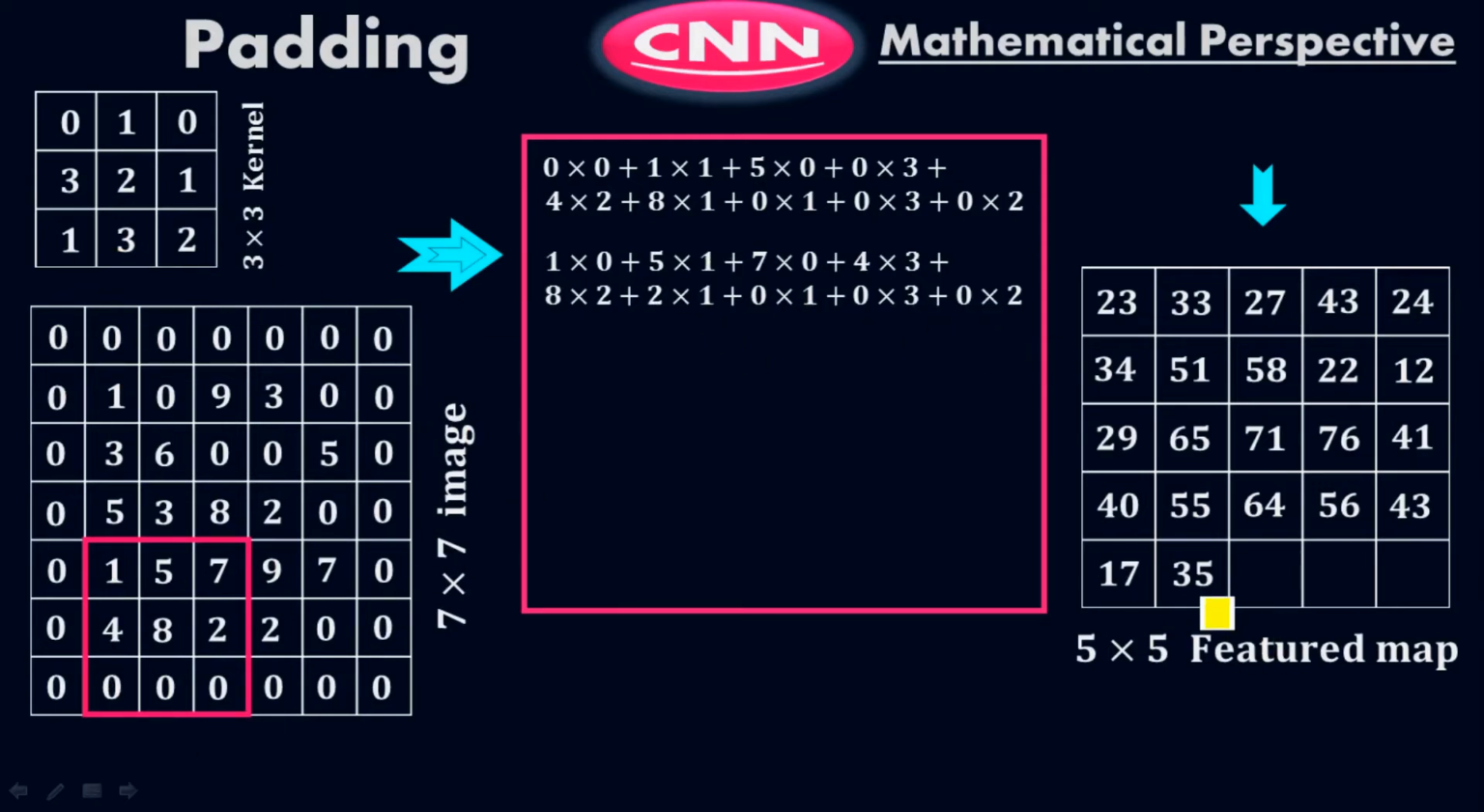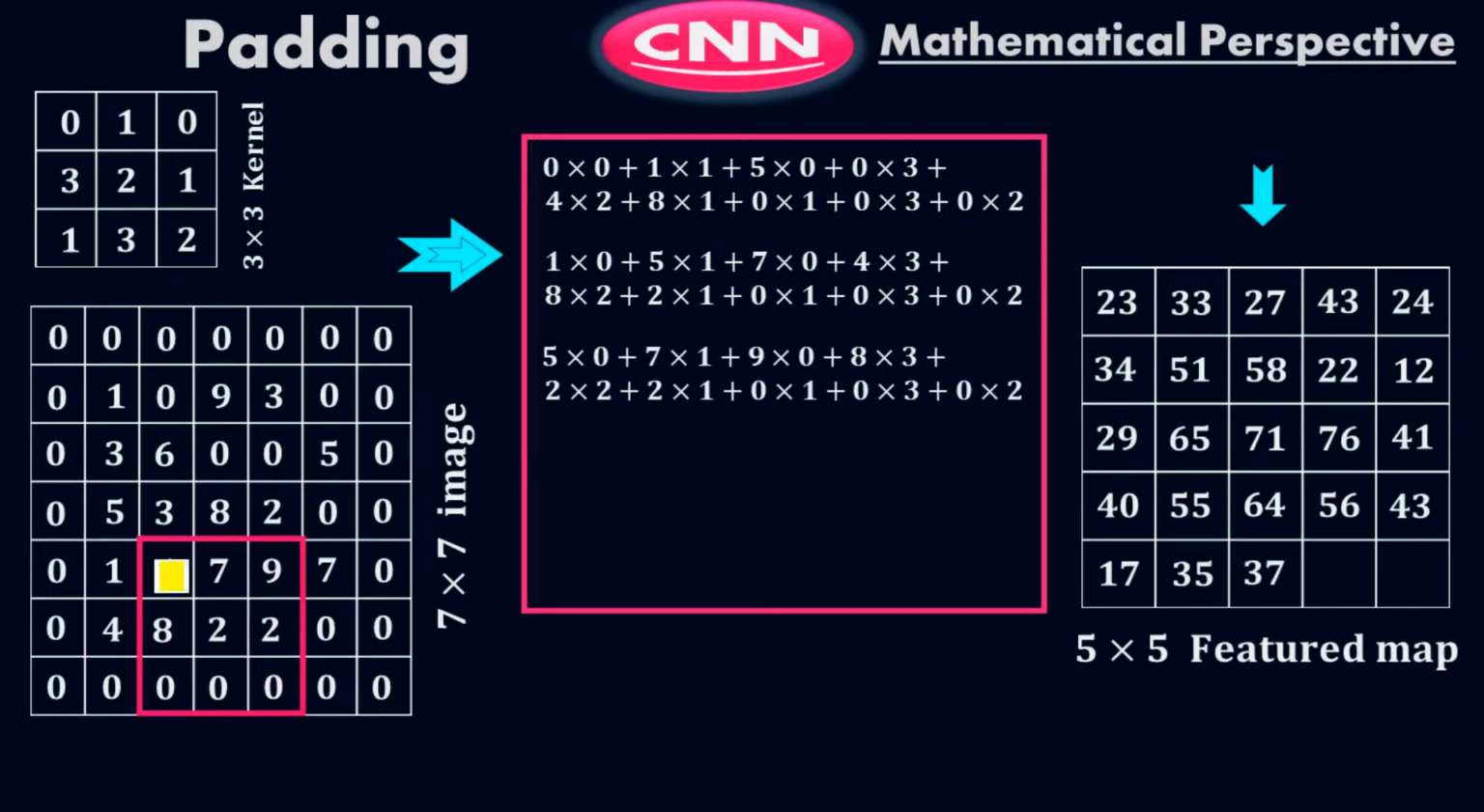It equals 35. Then leave the second column and pick this 3 by 3 matrix. Take its product with the kernel to get 37. Look, 5 times 0 plus 7 times 1 plus 9 times 0 plus 8 times 3 plus 2 times 2 plus 2 times 1 plus 0 times 1 plus 0 times 3 plus 0 times 2. It equals 37.